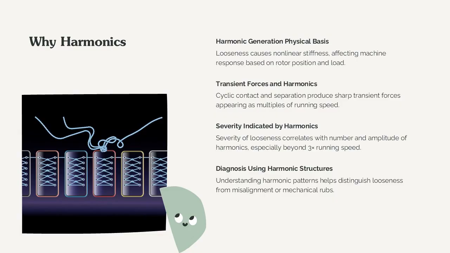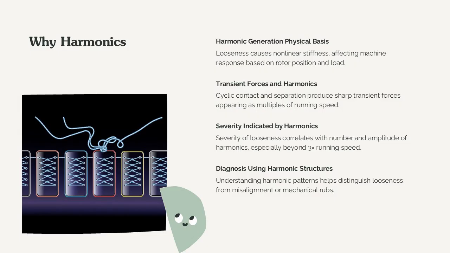This slide explores the physical basis for harmonic generation in cases of rotating looseness. Harmonics arise because looseness introduces nonlinear stiffness into the system, causing the machine to respond differently depending on rotor position, load direction, and impact severity. As the rotor contacts and then separates from the bearing surface cyclically, it generates sharp transient forces that manifest as multiples of running speed in the FFT spectrum.